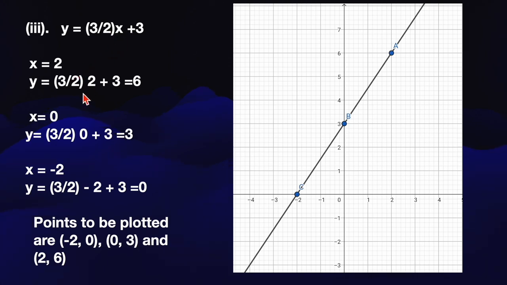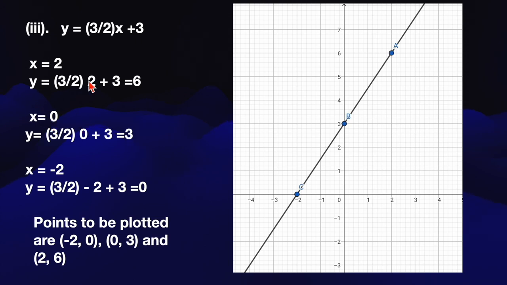I'll put 2 here. So here 3 upon 2 multiplied by 2, the 2 will get cancelled, we are left with 3. 3 plus 3 is 6. So the first point is 2, 6. Where is that point? See here, the x-axis. The x coordinate is 2, the y coordinate is 6. If you draw the lines like this, you get this point. So this is the point 2, 6.